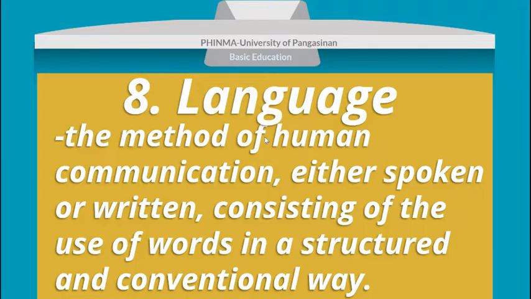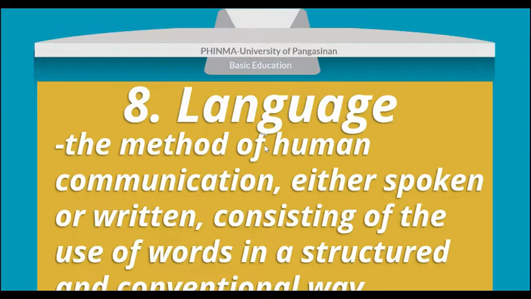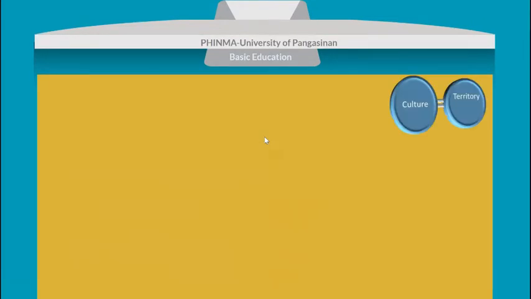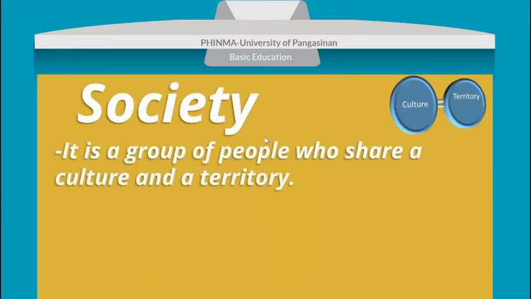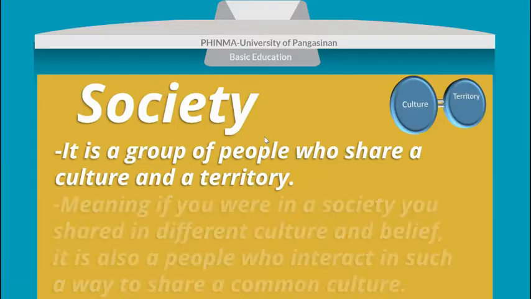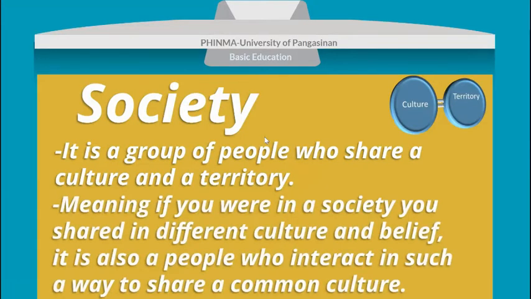Okay? So, those are the 8 elements of culture. And always remember that each of these elements contributes to the rich tapestry of a society's culture. Okay, moving on to the definition of society. What is all about society? It is a group of people who share a culture and a territory. Meaning, if you were in a society, you shared in different culture and belief. It is also a people who interact in such a way to share a common culture.